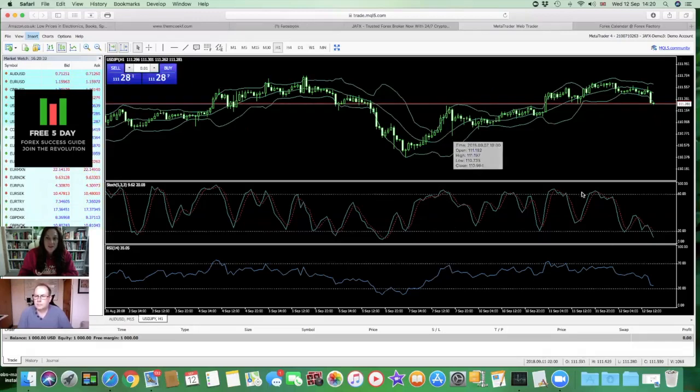So all 3 together are really good. Check, check, check. Yes, this looks good. Let's go for it, sort of thing. So, awesome, that is the 3 indicators that we like to use the most.